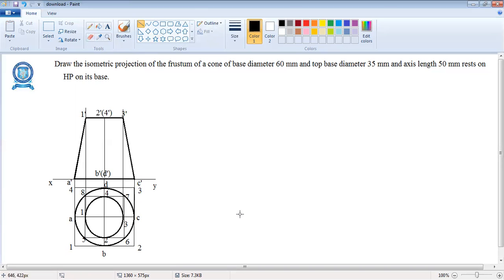So the first procedure is to draw a line. Select any one point in this line, and from that point we have to measure 30° on both sides. By using a protractor, place the protractor at this point and measure 30° on the right side and also 30° on the left side.